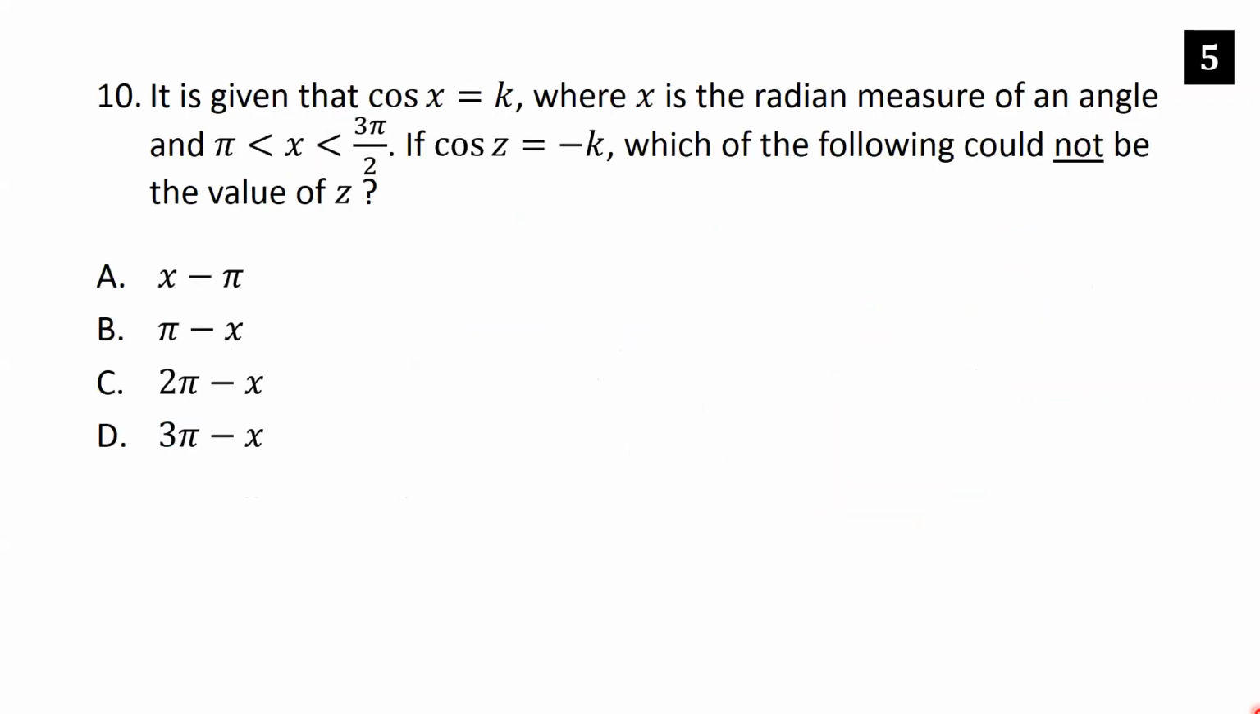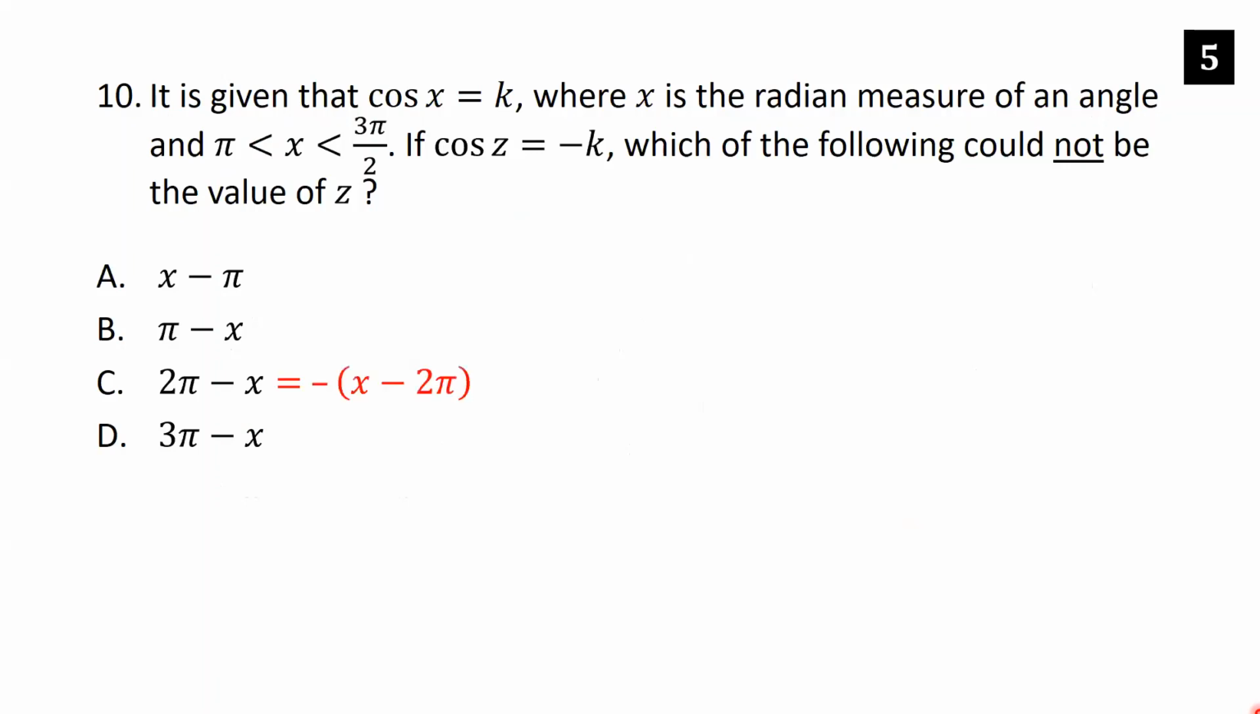Number 10. It is given that cosine x equals k, where x is the radian measure of an angle, and x is between pi and 3 pi over 2. If cosine z is equal to negative k, which of the following could not be the value of z?